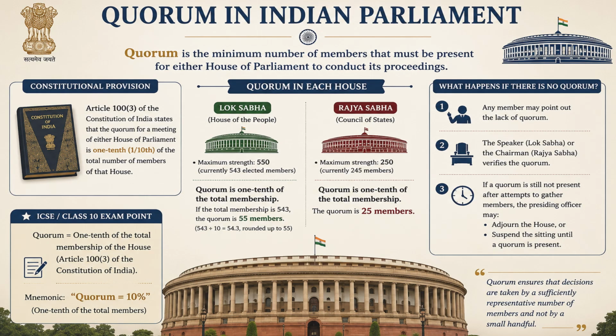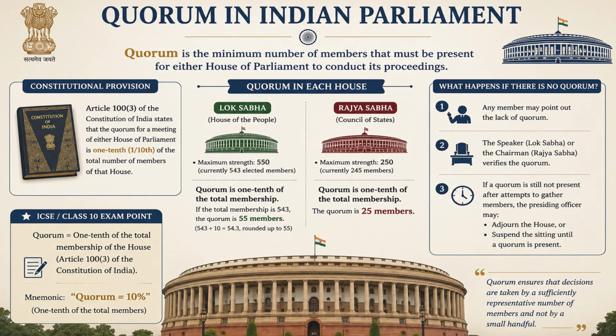And if there is no quorum, it can be mentioned by any person sitting over there. It can be the Speaker of Rajya Sabha, Lok Sabha. They are sitting there and they see that there is no quorum, they can mention. If there are not the number of members needed, maybe the speaker or the chairman will be verifying and calling upon people. And still, if there is not a quorum, then the house is adjourned or suspended till the quorum is met.